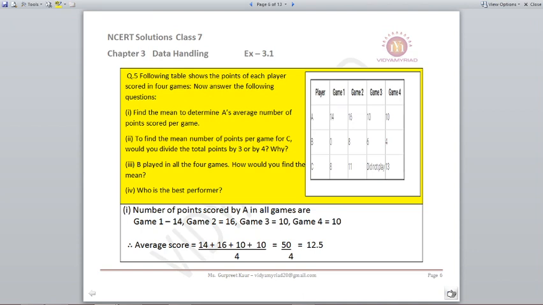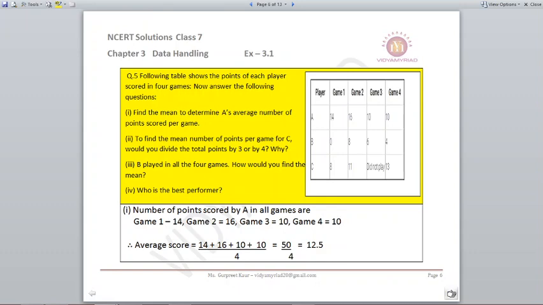Question number 5. Following table shows the points of each player's scores in 4 games: Game 1, Game 2, Game 3, Game 4. Answer the following question. Number 1. Find the mean to determine A's average number of points scored per game. Now we need to find out for player A. A has played 4 games. The points are 14, 16, 10 and 10. We need to find out their average, or we can call it the mean also. So add all the points together and divide by the total number of games. How many games did he play?